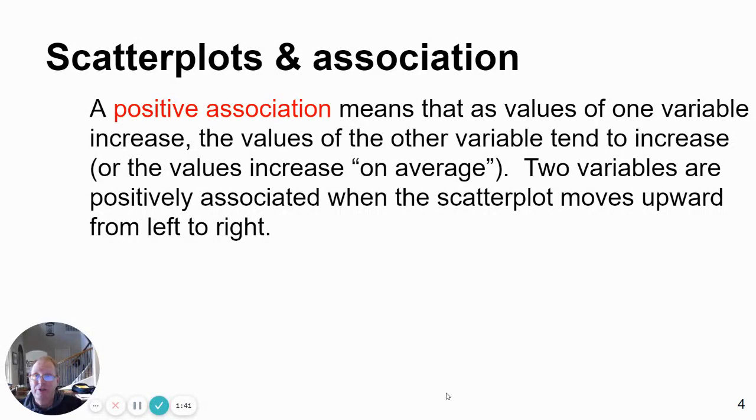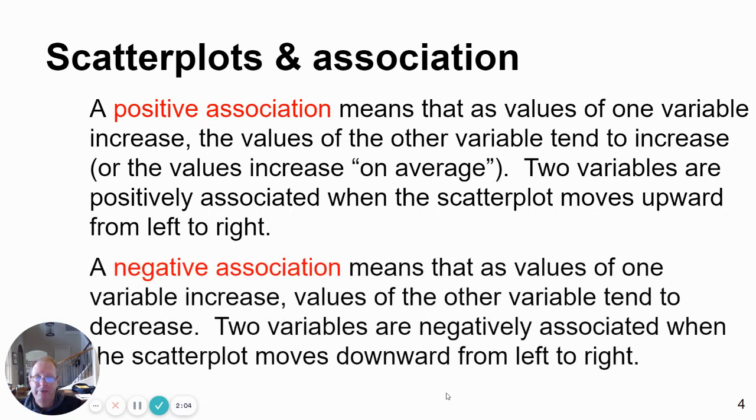So let's talk about the direction of an association. A positive association means that as the values of one variable increase, the values of the other variable tend to increase as well, or the values increase on average. Two variables are positively associated when the scatterplot moves upward from left to right. A negative association means that as the values of one variable increase, the values of the other variable tend to decrease. Two variables are negatively associated when the scatterplot moves downward from left to right.